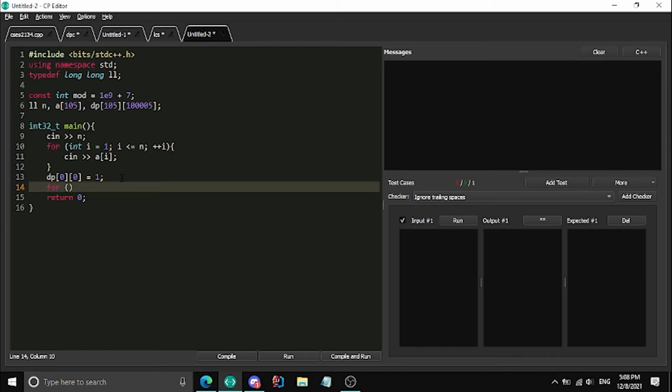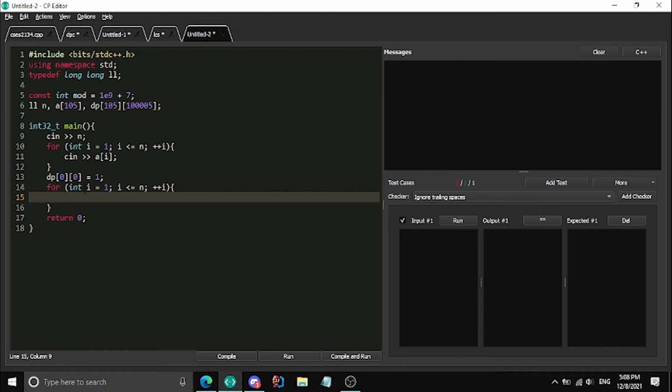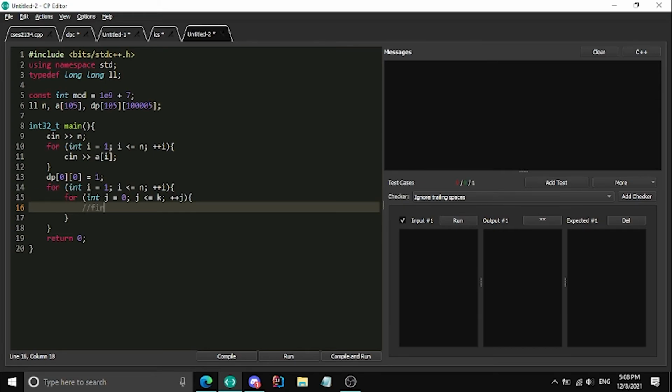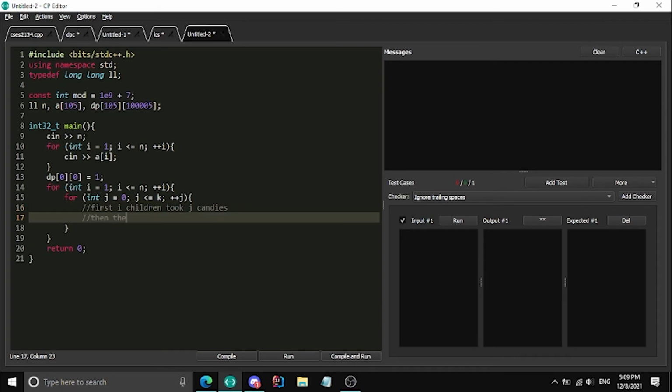And for the rest of our dp values, so for the value of i, which is the amount of children, if the first i children took j candies, where j goes up to k, the first i children took j candies, then the first i minus 1 children took between j minus a at i and j candies. And how does this make sense?